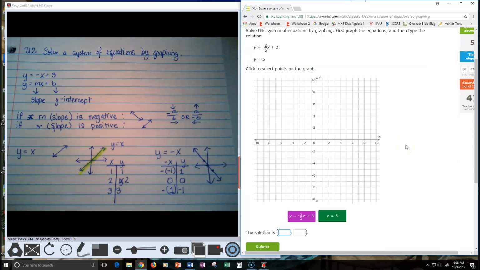All right, I think we'll do one more and we'll call it a day on this one. So we have y is equal to negative 2/5 x plus 3. Go up to 3. And I'm going to go down 2 and to the right 5. Notice how my line is falling from left to right. And then y equals 5. Remember, y equals 5 is the line that goes across the y-axis. And so our solution on this one would be right here at negative 5, positive 5.